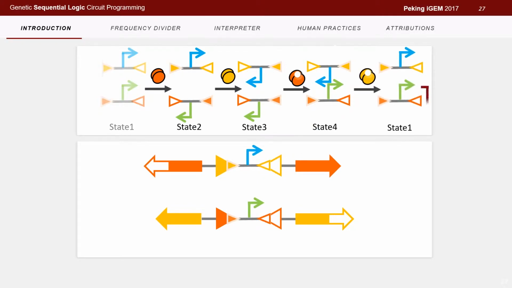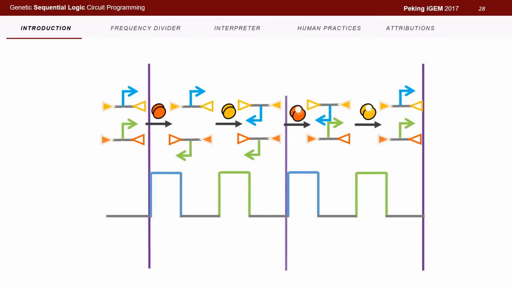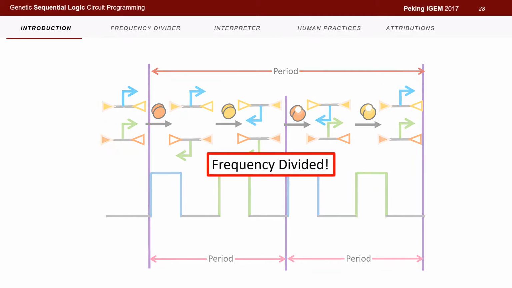To summarize, the frequency divider has four states in total. We pack the trigger signals into two groups, each consisting of two signals for the different promoters. The period of its state is twice as long as that of the trigger signals. Thus, frequency dividing is achieved.